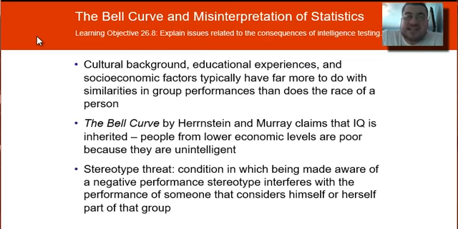And then lastly, the last thing I want you to know is stereotype threat, which is if you are made aware of a negative performance stereotype on a test, that means that you are going to do worse on that test if you consider yourself a part of that group. So if I say whites do poorly on this test, and I tell you that beforehand, then you believe it and you will do worse on that test if you are white.